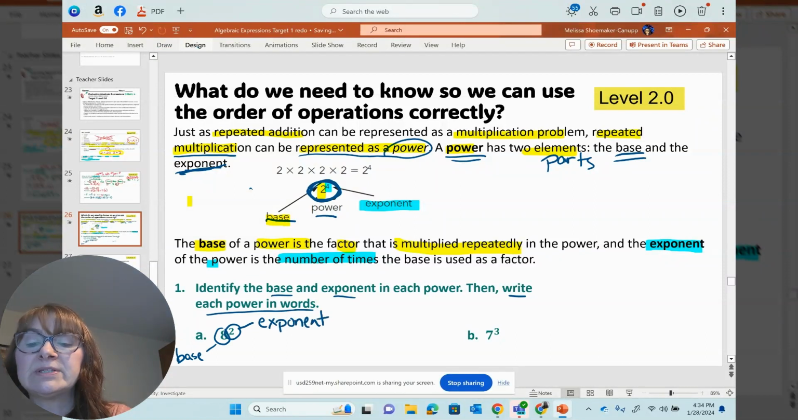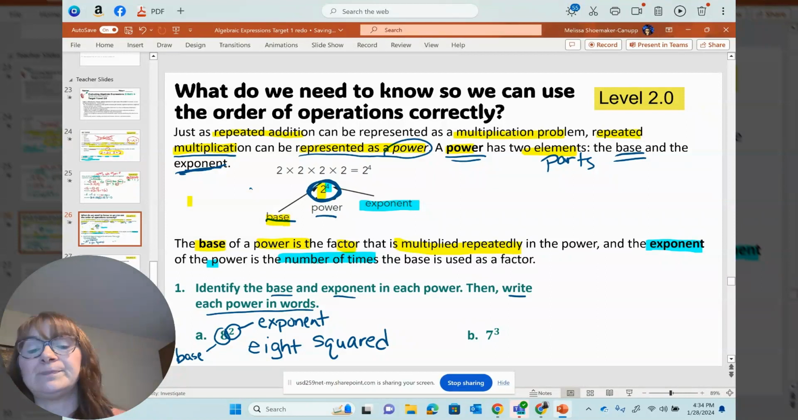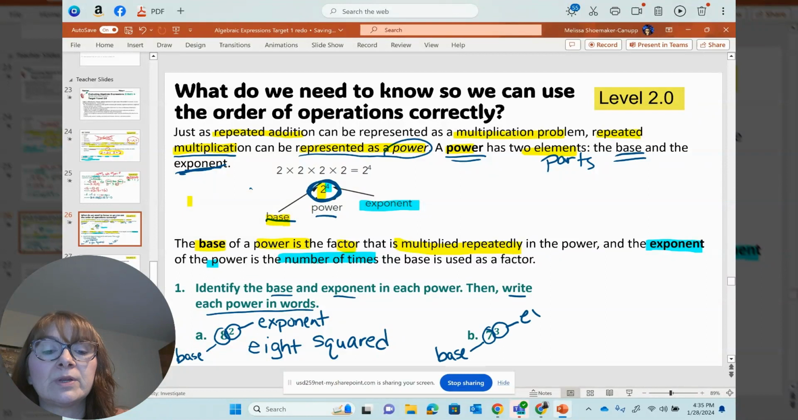The way that I would say that is 8 squared. Yours is going to look a lot like that, but you don't have 8, you have 7. So make sure you're very, very careful. I'm going to try the next one. I have 7, you have 4 as the base. 3 is my exponent, and it's going to be your exponent.